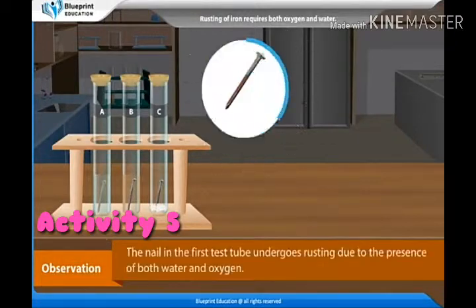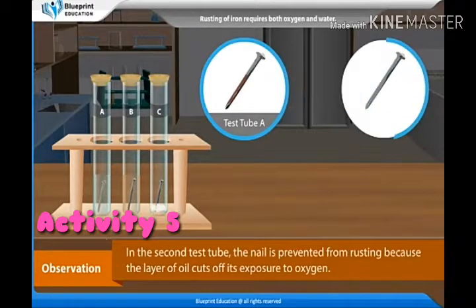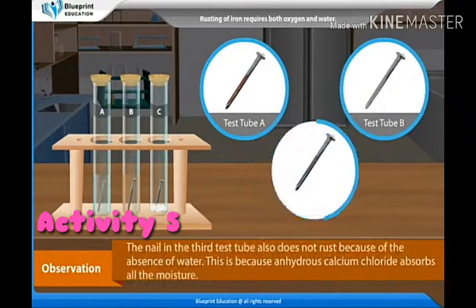Observations: the nail in the first test tube undergoes rusting due to the presence of both water and oxygen. In the second test tube, the nail is prevented from rusting because the layer of oil cuts off its exposure to oxygen. The nail in the third test tube also does not rust because of the absence of water. This is because anhydrous calcium chloride absorbs all the moisture.